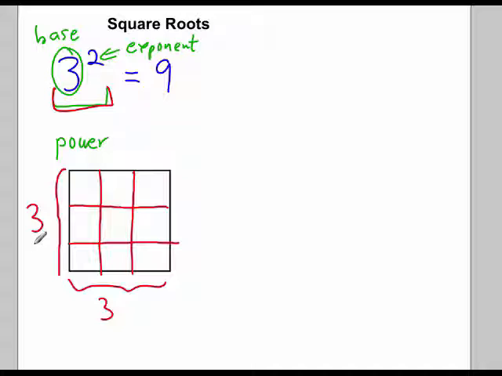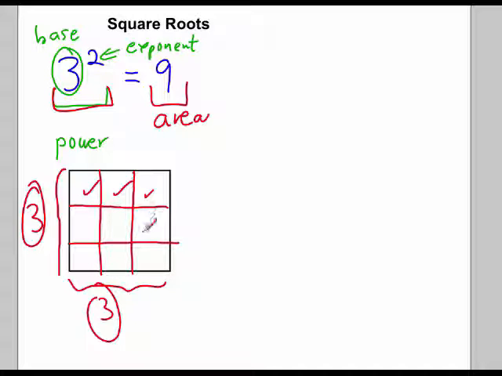And what's the meaning of the 9 in terms of this expression? Well, since I'm doing 3 times 3, which is length times width, the 9 can be thought of as the area of the square. I have 9 squares. So a squaring statement can be thought of as the area of a square.